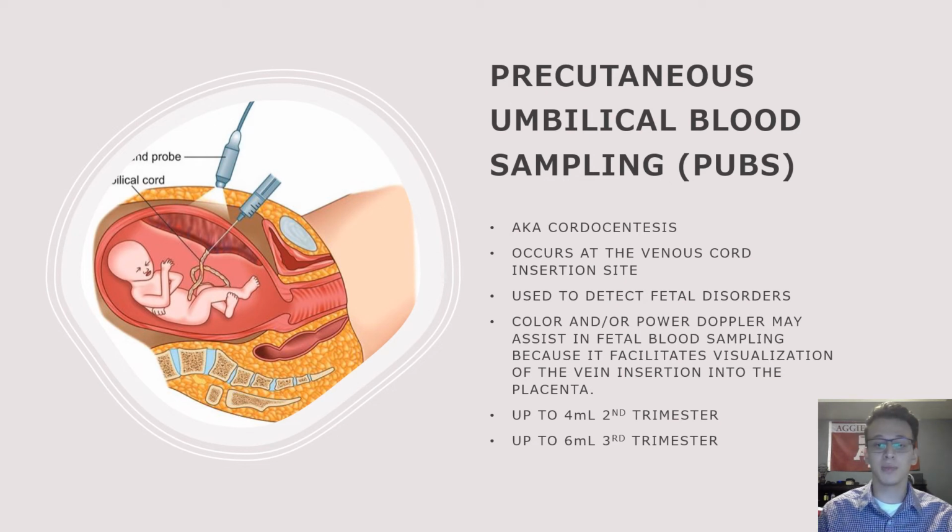Now we get into percutaneous umbilical blood sampling, or PUBS. It's also known as cordocentesis, and it occurs at the venous cord insert site. It is used to detect fetal disorders. We can also use color and/or power Doppler to assist in the sampling, because we can facilitate the vein insertion into the placenta with the use of that technology. In the second trimester, we can gather up to 4 millimeters, and in the third trimester, up to 6 millimeters. And in the image shown, you can see they're taking the sample at the umbilical cord insertion site at the placenta to get the necessary blood sample that we need.